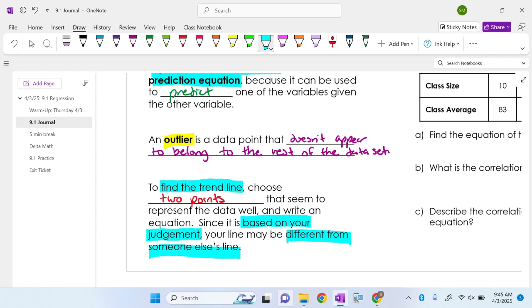So if I just gave you a problem and said find the trend line based off of these points, but I didn't tell you which points to pick, depending on which points you pick, your trend lines could be different, because there's no exact or direct relationship between the points. So it's not going to be a perfect linear function. It's not going to be a perfect quadratic function.